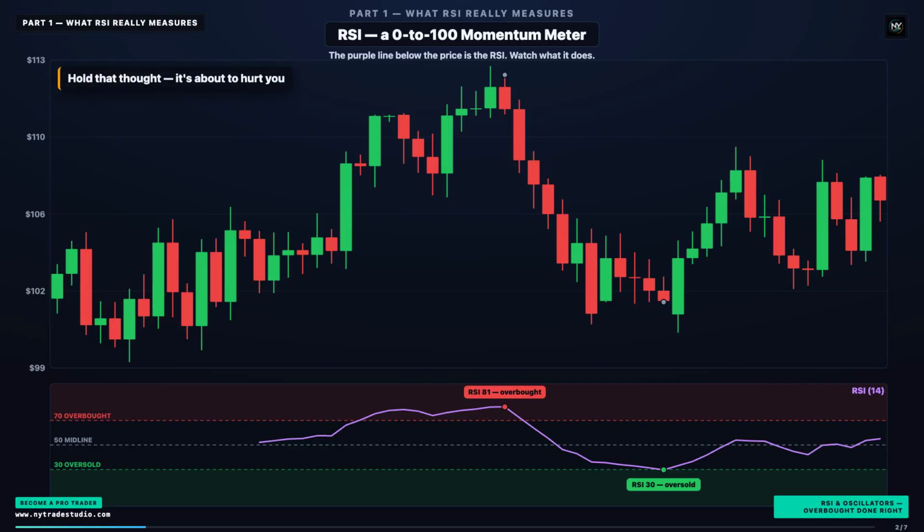On a calm, choppy chart like this one, it actually looks pretty good, but the instant a real trend shows up, that very same rule flips from a moneymaker into the single fastest way to blow up your account. Let me show you exactly why.